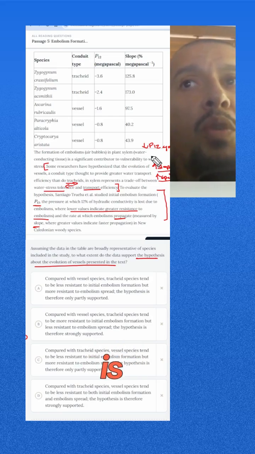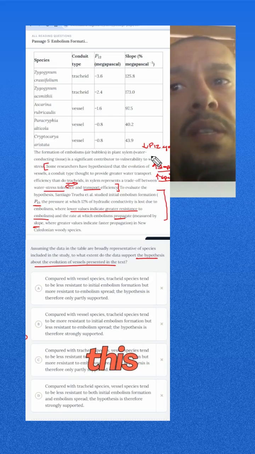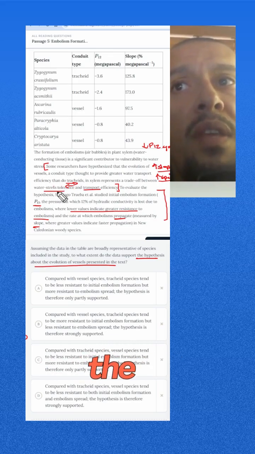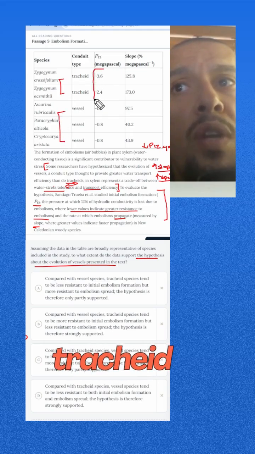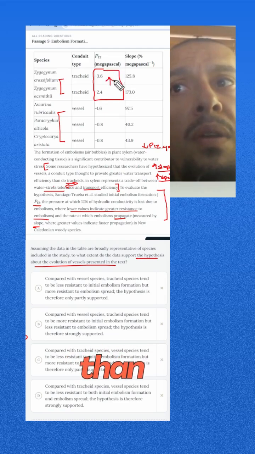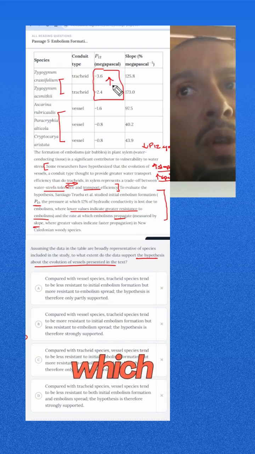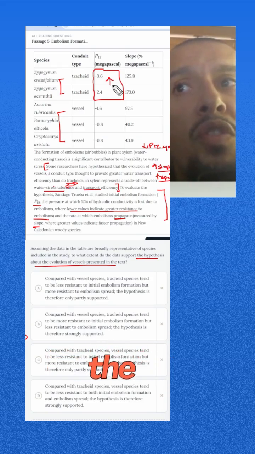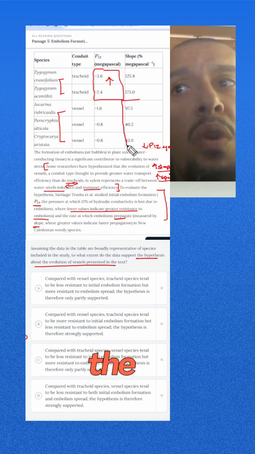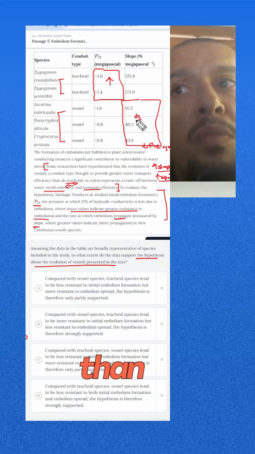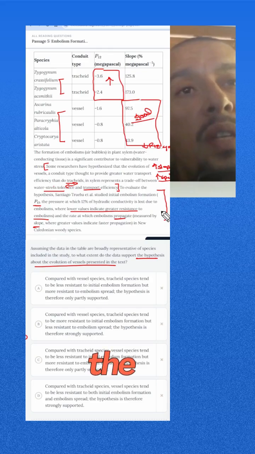So what we want to do right now is check the table and see, well, is this hypothesis true? Is there some sort of trade-off? If you look at the tracheid and the vessel, we'll notice that the P12 in the tracheid is better than the P12 for the vessels, which is a good thing. However, the slope value for the vessels is lower, which is better than a higher value according to the text.